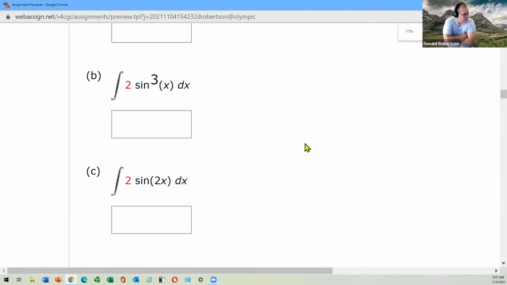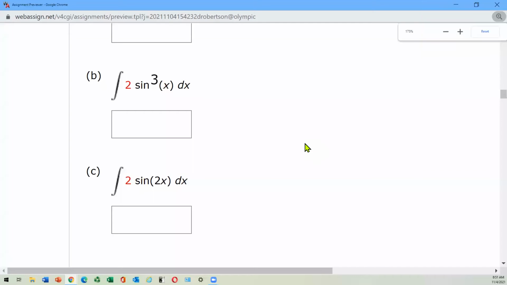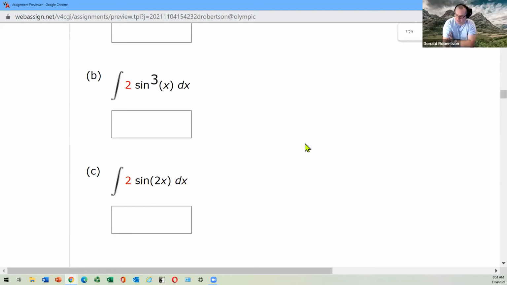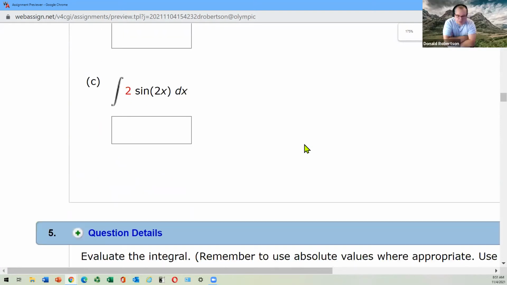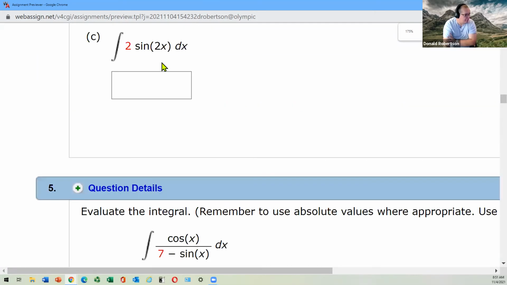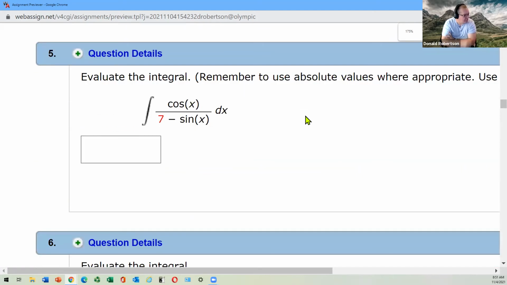What about 2 sine cubed x? Take one of the sines out and then make the other one 1 minus cosine squared, and then do a u sub, yes? What would you do in 2 sine 2x? Shortcut? Yep. Or u sub of 2x if you don't like the shortcut. What would you do in question 5?